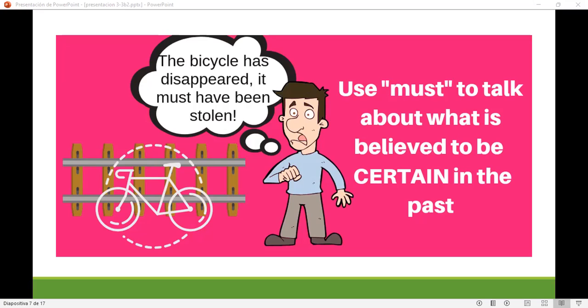Okay, must talks about what is believed to be certain in the past, something that you think that it happened, okay? So the bicycle has disappeared, ha desaparecido. It must have been stolen, debió haber sido robada, okay? Debió haber sido robada. That is about must. So remember, negative mustn't, okay?